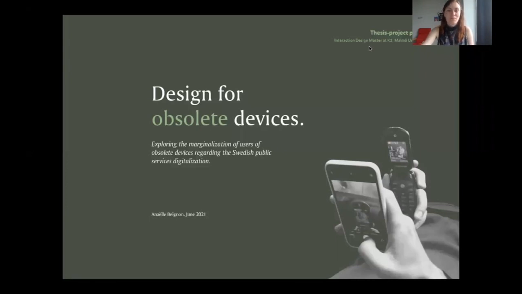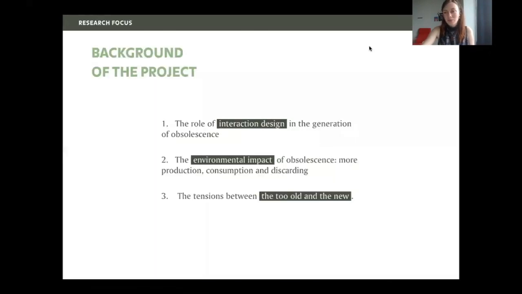The title is Design for Obsolete Devices, Exploring the Marginalization of Users of Obsolete Devices Regarding the Swedish Public Services Digitalization. So I'm going to tell a little bit about the background of the project. It comes initially from a general concern about the role of interaction design in the generation of obsolescence, initially about the environmental impacts of obsolescence. And I was also interested in the tensions that exist in how technological progress produces the new and the old.